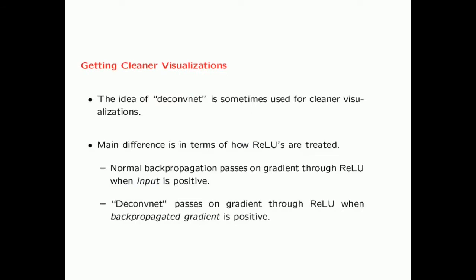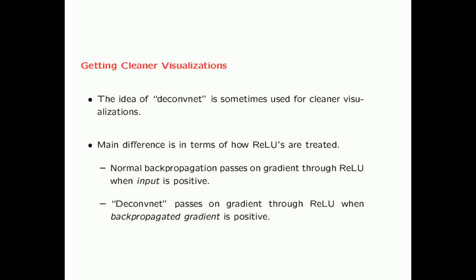Now, one can use this vanilla backpropagation, but you can often get cleaner visualization by making some minor changes to the backpropagation operation. There are two variations of backpropagation. One is called deconvnet and the other is called guided backpropagation. These changed forms of backpropagation are identical to traditional backpropagation. The only difference is in how the ReLUs are treated.